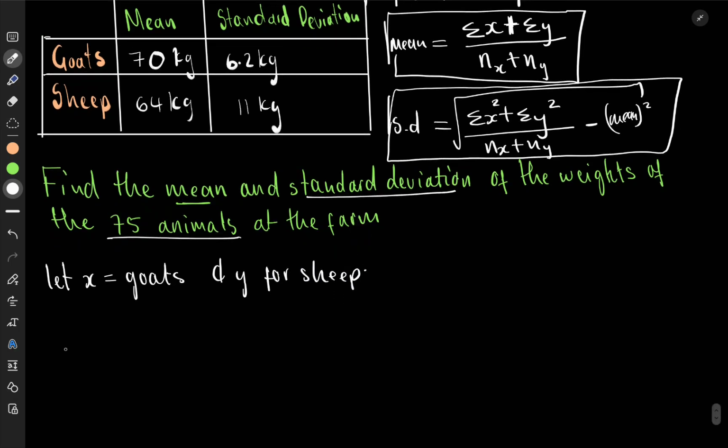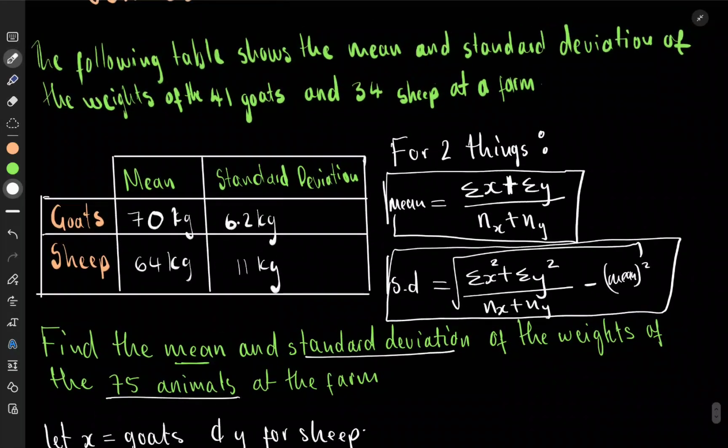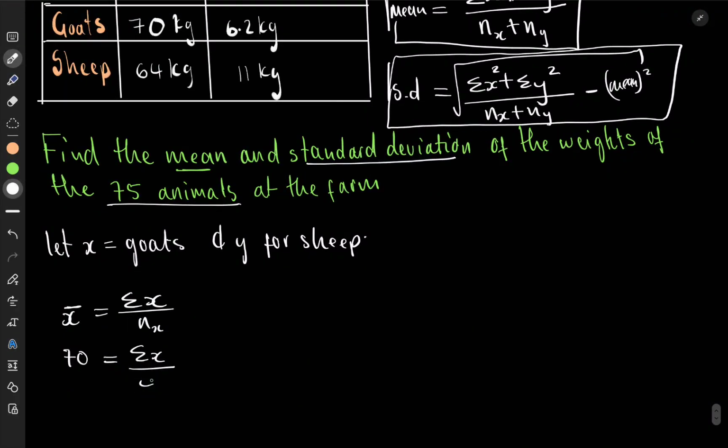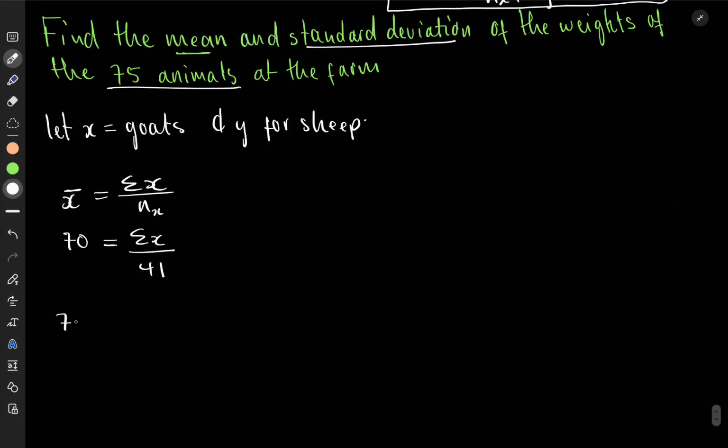Okay, so now we go. We'd say x bar is equal to the summation of x over the number of terms in x. What is the summation of x? We don't know. What is the mean for goats? 70. Over how many goats? It says there were 41 goats, so 41 times 70 goes to the other side. So it's going to be 70 times 41, you get 2,870 being our summation of x.